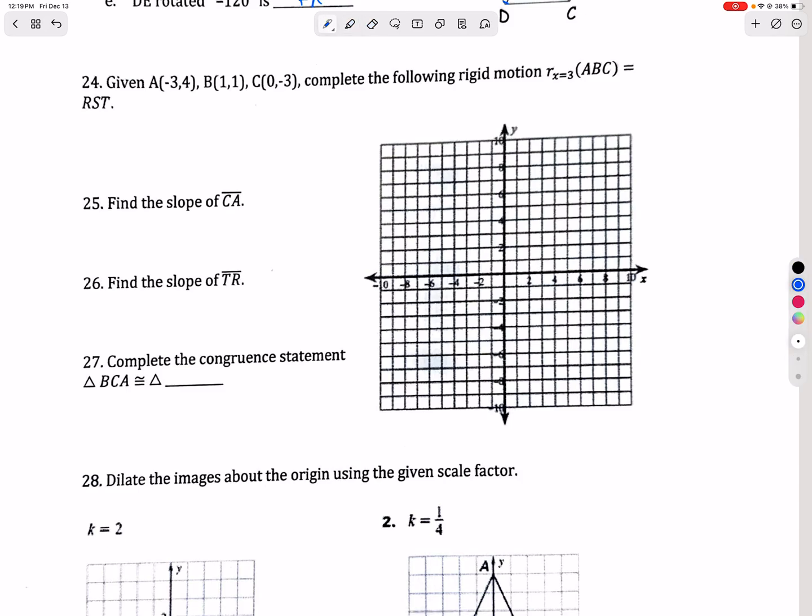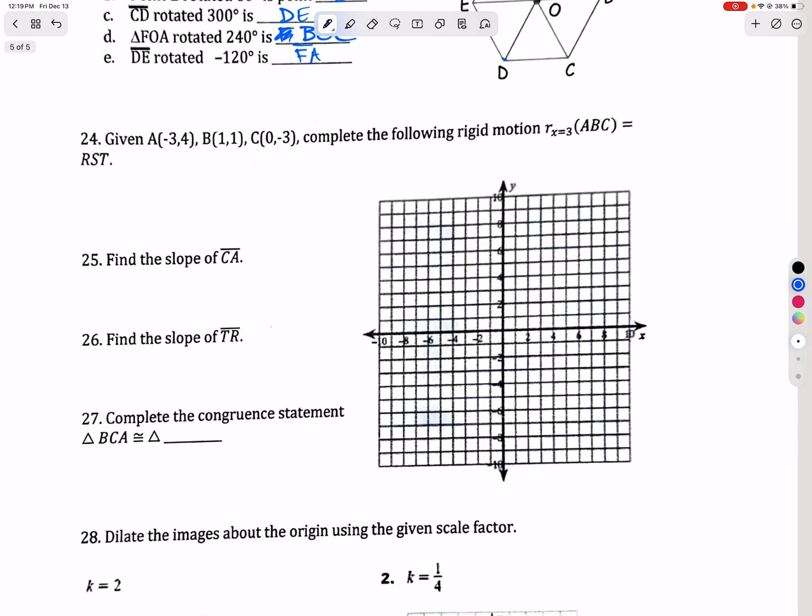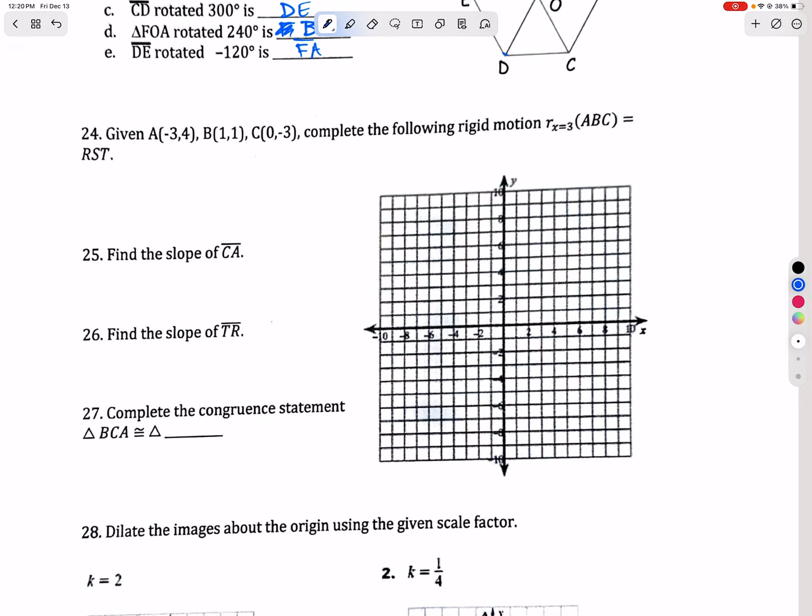Complete the following. Given this. All right, so we're going to plot these points. Okay, we're almost done. So A is at negative 3, 4, which is right here. B is at 1, 1, which is right here. And C is at 0, negative 3, which is right here.